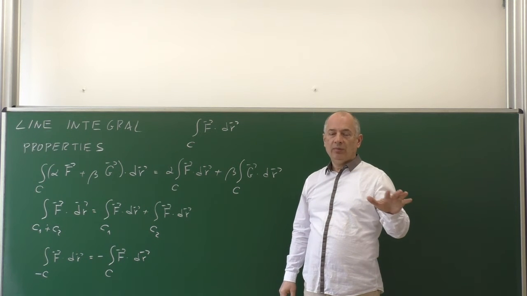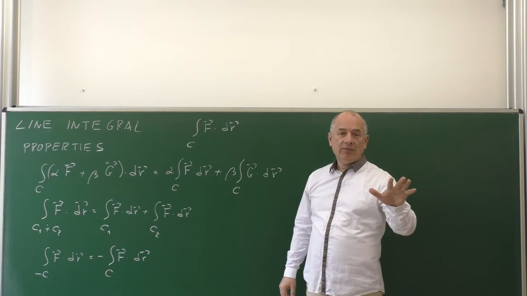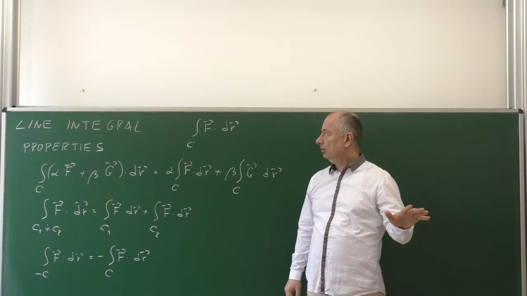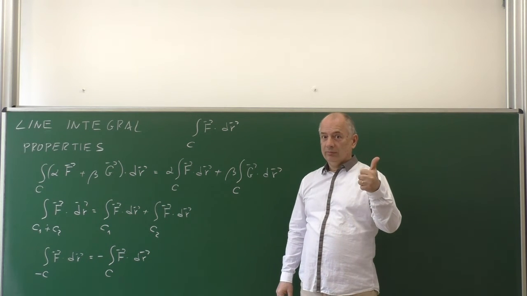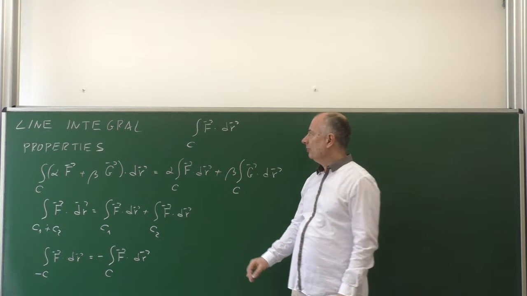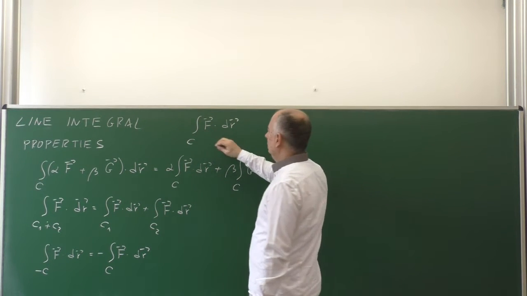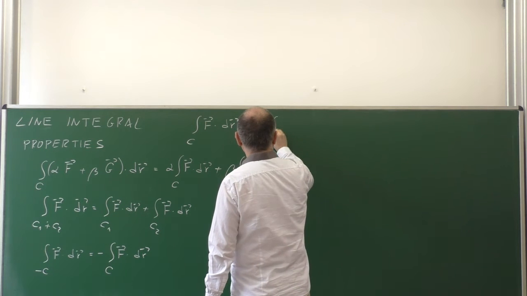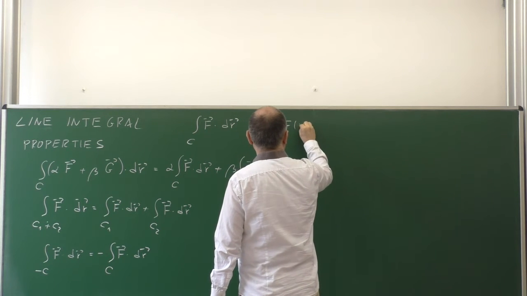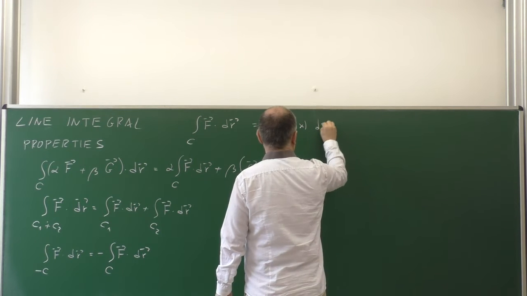2-dimensional, no problem. 3-dimensional, no problem. 77 dimension, no problem. But dimension 1, no problem either. If the dimension is 1, then we don't have to write arrow, and we would write it as f x dx.